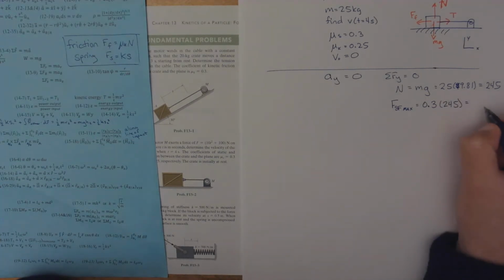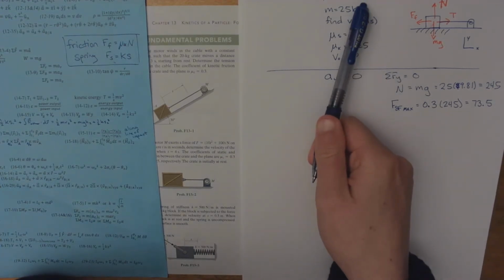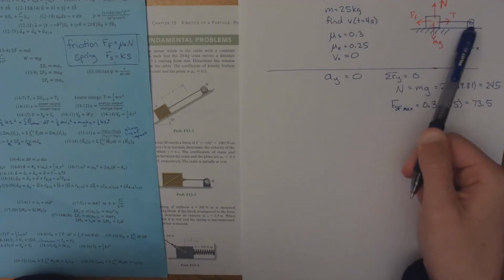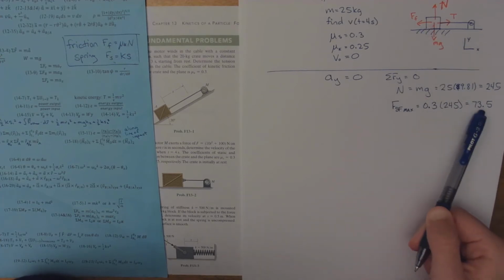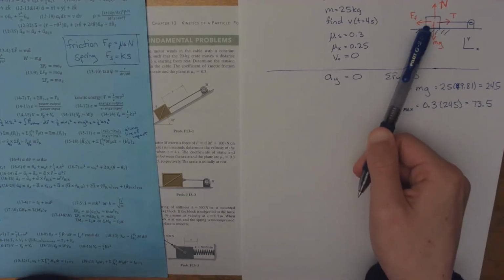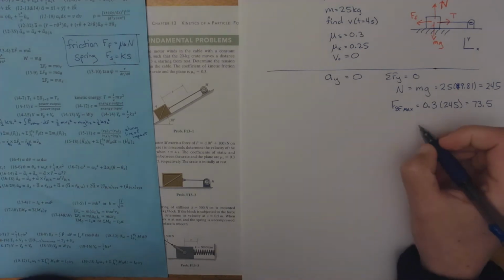And that is 73.5 newtons. So, does the crate move immediately? When time is equal to 0, the tension in the rope is 100. So you have a force of 100 newtons pointing this way, and the maximum value that you can have for the force of static friction is 73.5. If you can only have a force of 73.5 pointing this way, then the crate is going to begin moving immediately.